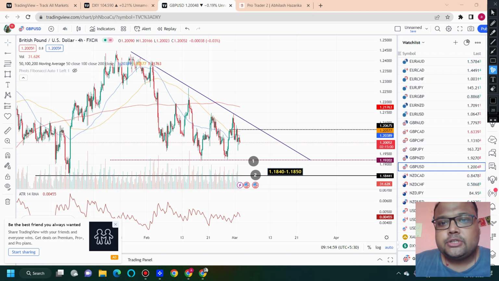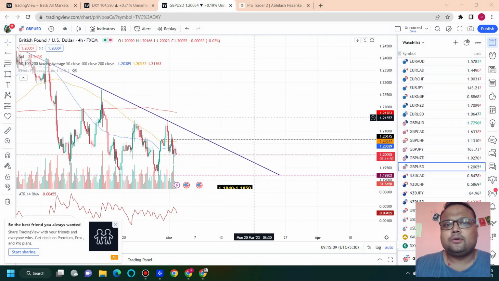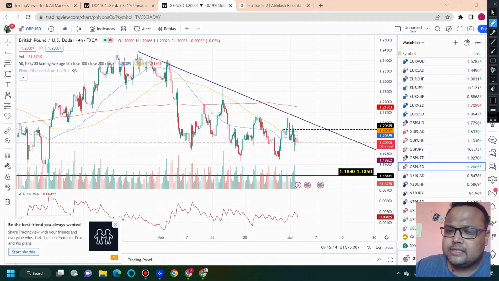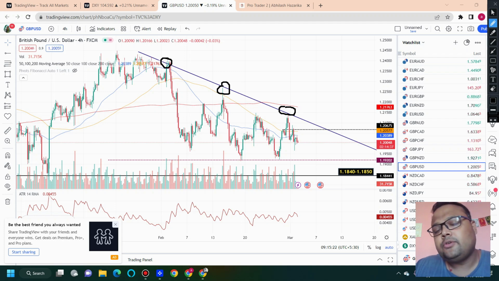The third trading opportunity is around the trend line here. Why the trend line? Because the trend line is acting as a dynamic resistance for the market. So if market goes up, then observe the market around this trend line. There's a high chance that market will face some selling pressure. If market reverses, just like the previous times, you can go for a sell.